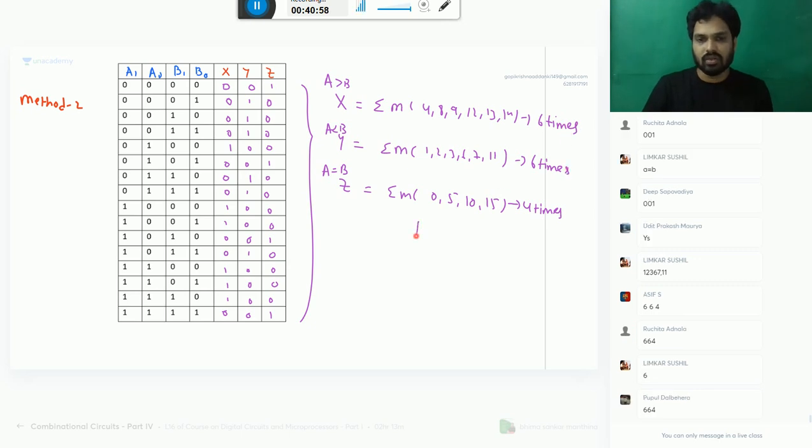Okay, your homework is very simple. Minimize X, Y, Z using K-maps. Can you do this?